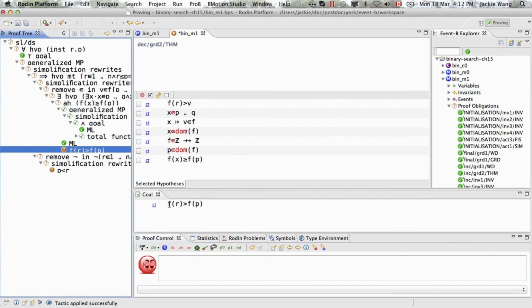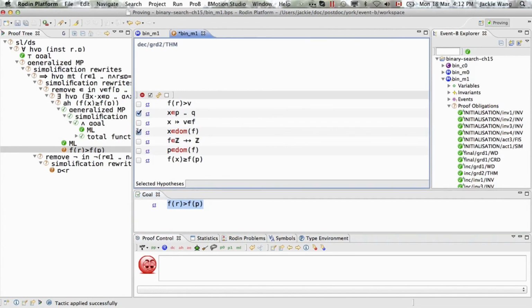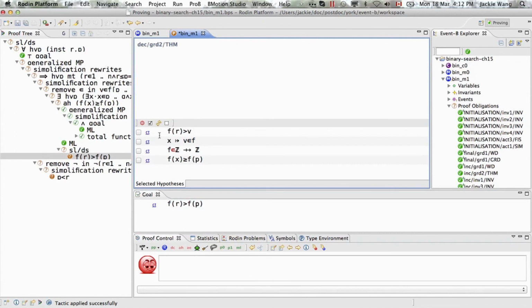Now we want to prove that f of r is greater than f of p. So let's isolate the hypotheses that we will need to complete the proof. So we certainly need this guy here. We do not need that. We need this. We don't need that. And we need this guy indeed because we want to specify the type of variable f, which is a function, because we are using the function application in the hypothesis and we want to make sure that expressions make sense. We do not need this guy, so let's filter out the irrelevant hypotheses.